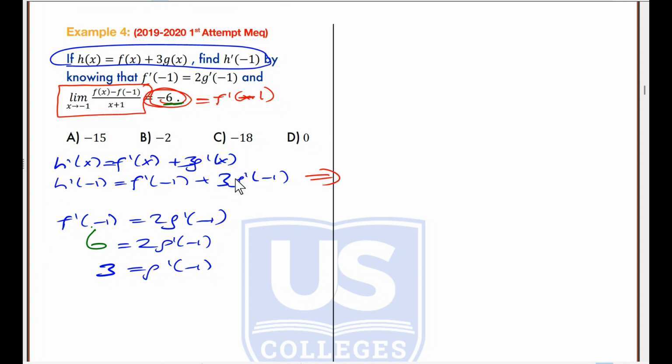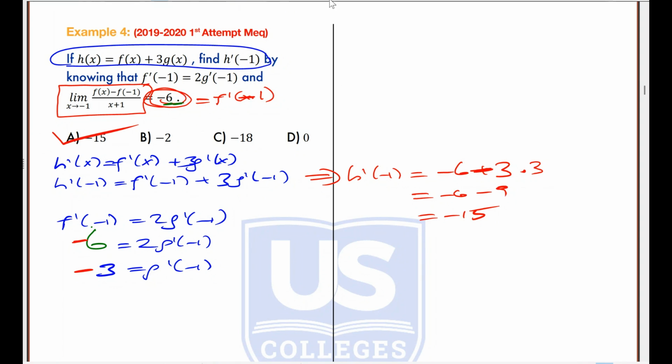So h prime of negative 1 equals f prime of negative 1, which is given in the question as negative 6, plus 3 times g prime of negative 1, which we deduced as negative 3. It's supposed to be negative, let me check. This is negative 6, so this is negative 3. Okay, negative 6, negative 9. It makes negative 15. So the answer is negative 15.